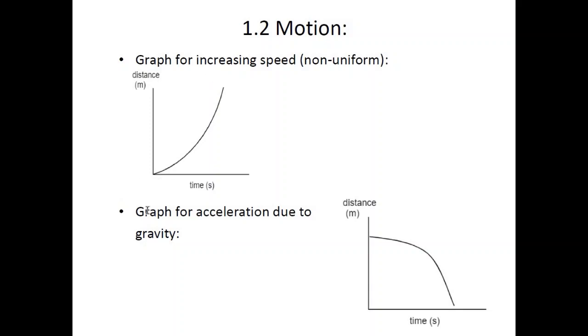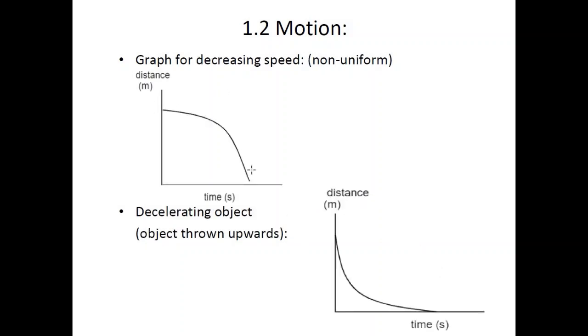If we have a shape like this, so if you have a hyperbola like this, then that means the speed is increasing, but not at a uniform rate and not at a constant rate. The speed is increasing differently per unit time. And if you have a graph like this, a hyperbola, that means that the object is accelerating due to gravity.